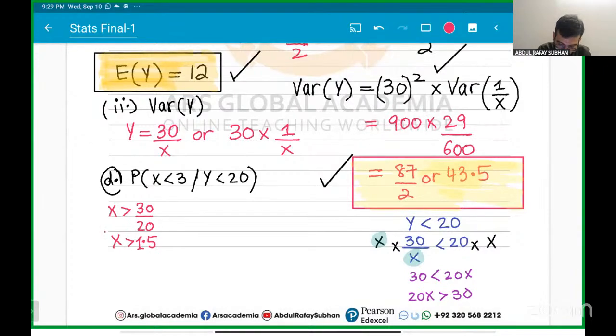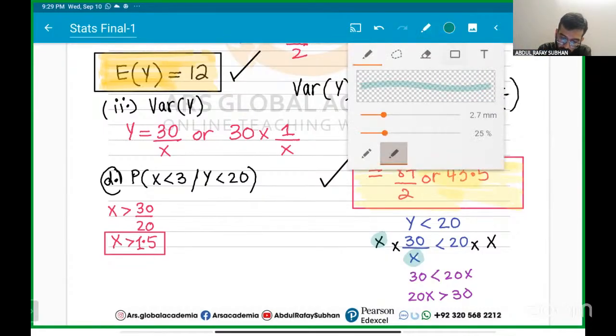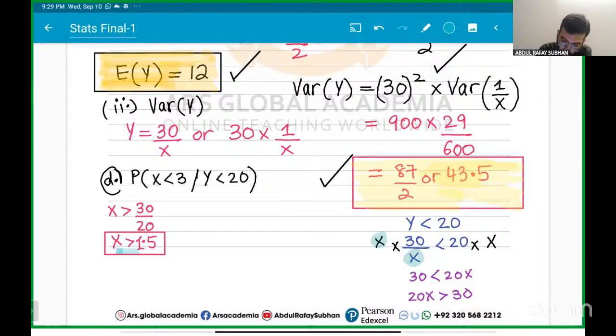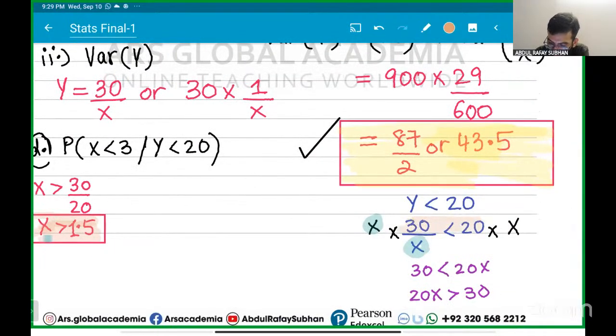That is what we have to reach: x should be greater than 1.5. Let's repeat it again, because it's a Unit 1 WMA11 concept. In blue, 30 divided by x is less than 20. X is in the denominator. When you have an inequality, x cannot be in the denominator.